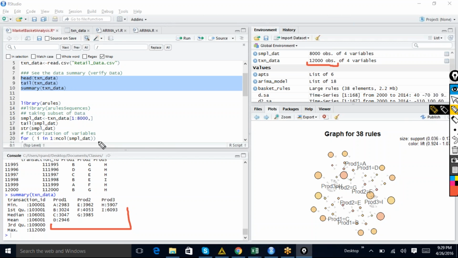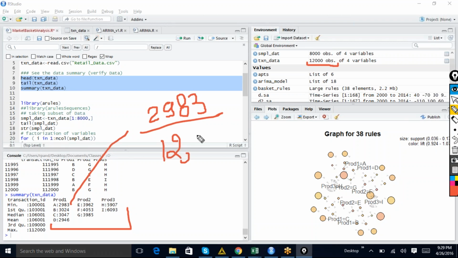So support of A is going to be, guys, nothing but how many times exactly? Yeah, so Vijender has the correct answer. Support of A is going to be 2983. There were a total of 2983 transactions where A was sold, divided by the total number of transactions, which is 12,000. Is everybody clear on how we got the support of A? But we don't have to do it manually. I'm just telling you how you would get it if you were to do it manually.